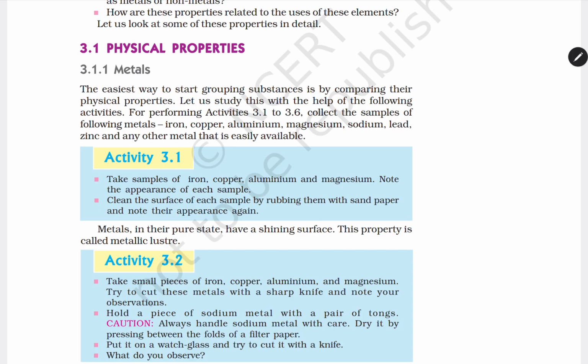So how are they looking? Basically they have a shining appearance, that you can observe, right? Metals in their pure state have a shining surface. This property is called metallic luster. This you have to identify. If you rub with sandpaper, you will see them shine more. So one property of metals is having a shiny surface, also named metallic luster.